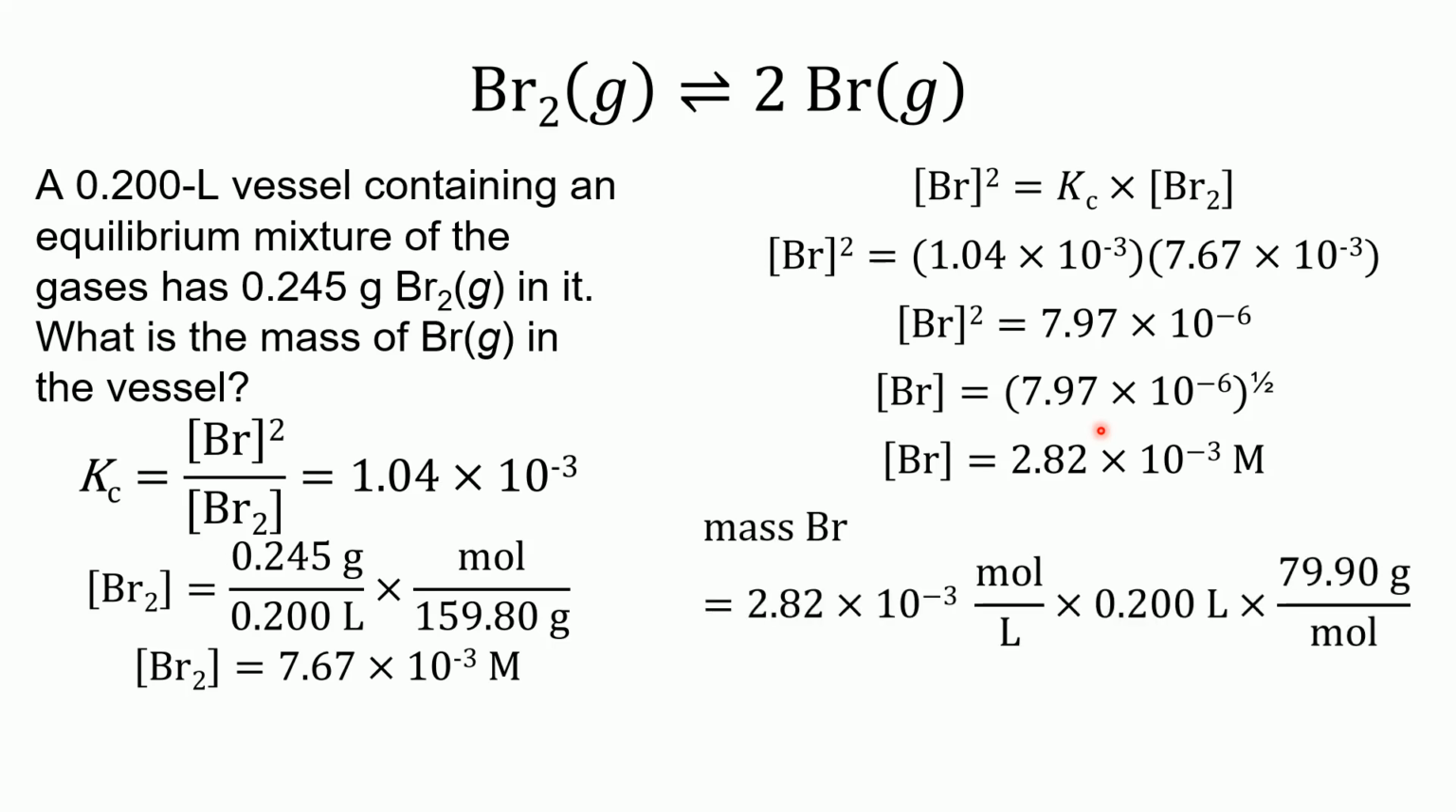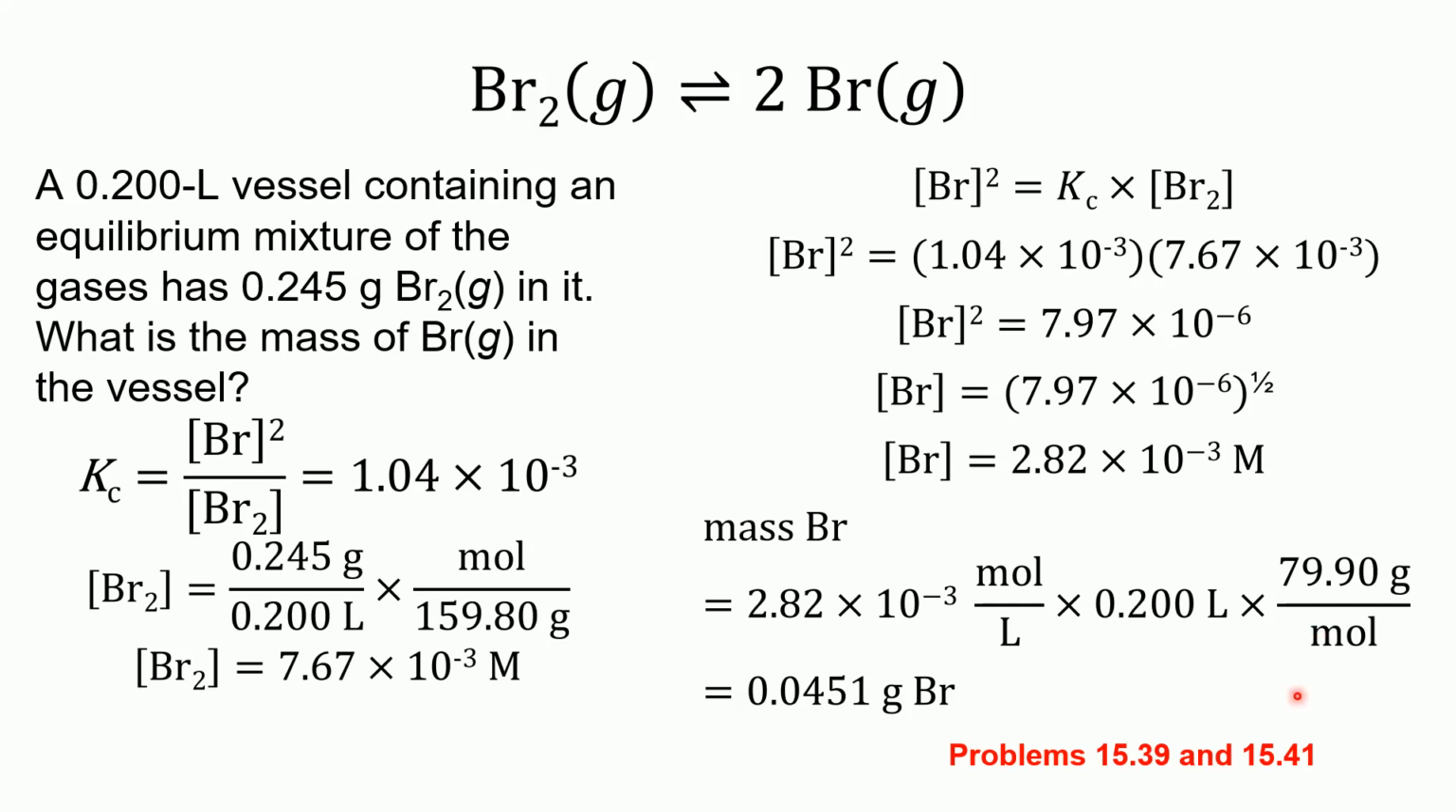So finally, to calculate the mass of Br, we're going to take that concentration of Br, the 2.82 times 10 to the negative 3 molar, which I'm going to write as moles per liter. We'll multiply by the number of liters, and then finally we will multiply by the molar mass. You'll see that the liters cancel out and the moles cancel out, and then that's going to give us our mass of Br. And so our mass of Br comes out to 0.0451 grams of Br.